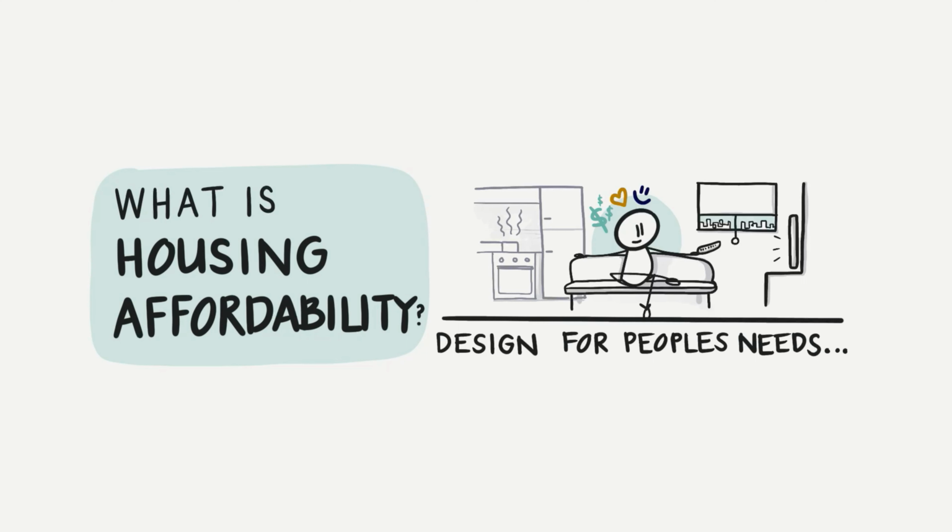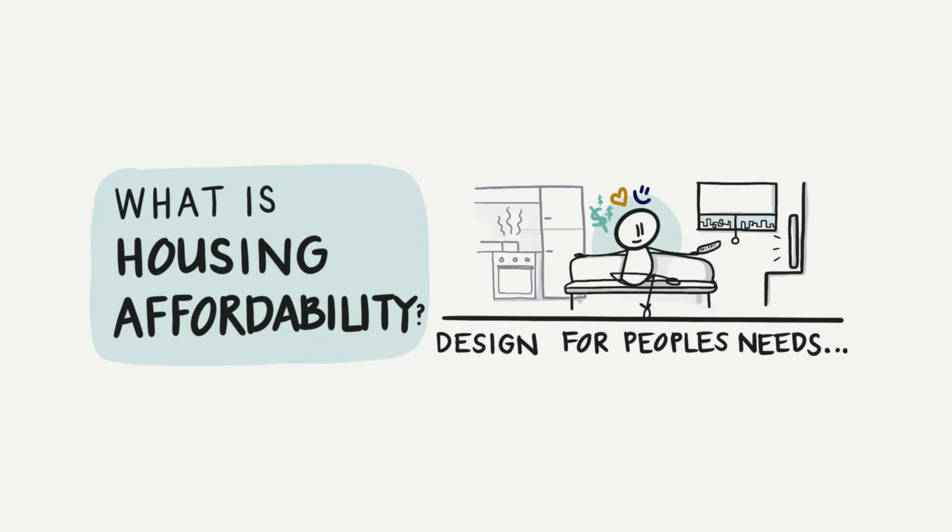But what can architects do to be part of the housing affordability movement with small-scale interventions and empowering clients? We can make a difference. As architects, we can become part of the housing affordability movement and ensure that everyone has access to adequate housing and shelter. So how do we do this?